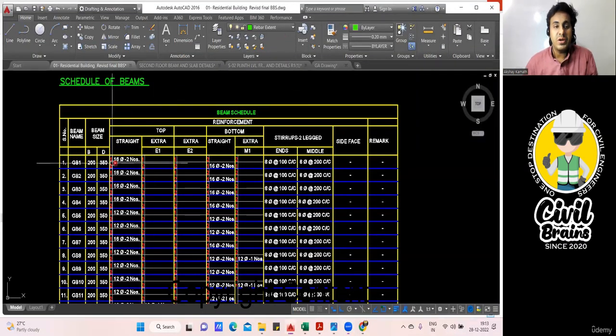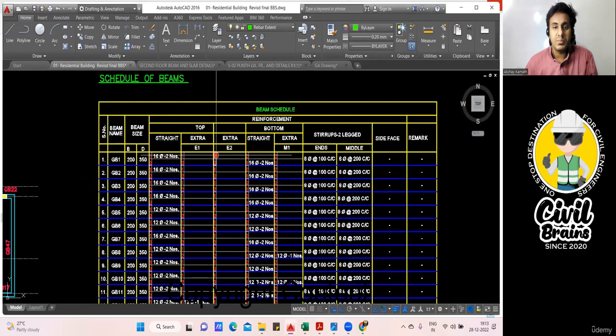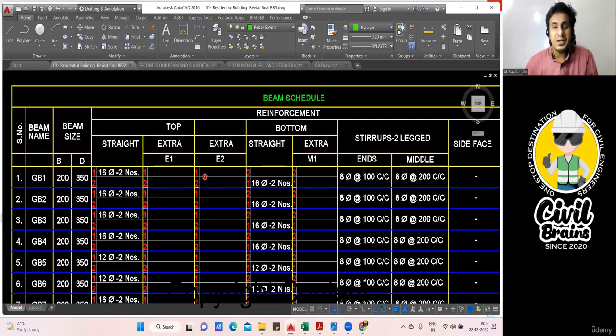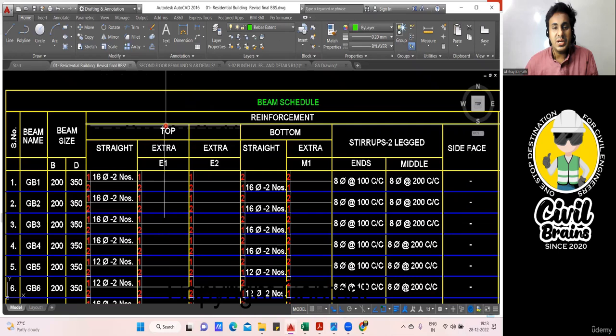So here we'll try to see how the BBS for this particular beam has to be done. First you need to understand what they have written. They have written a top bar here. See, this is top straight bar. Then this is top left extra. This is top right extra. And this is bottom bar, bottom straight.